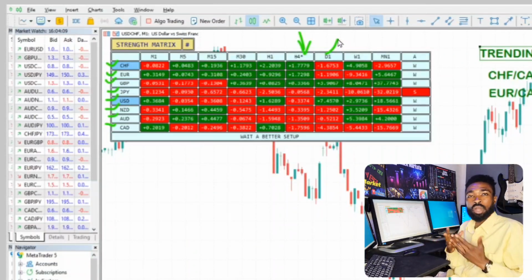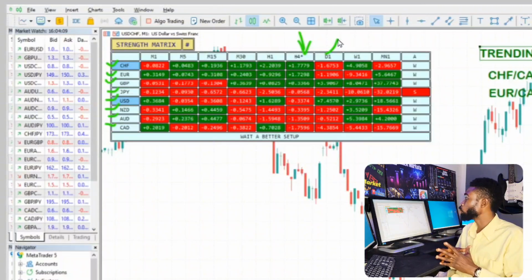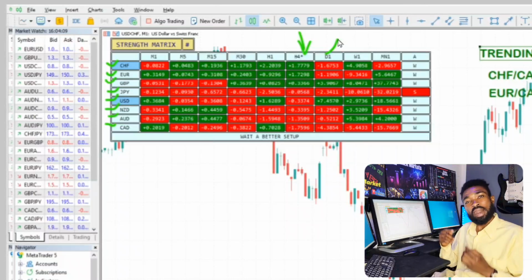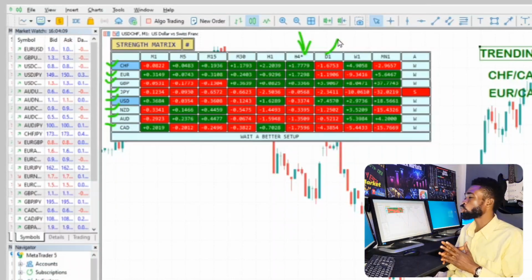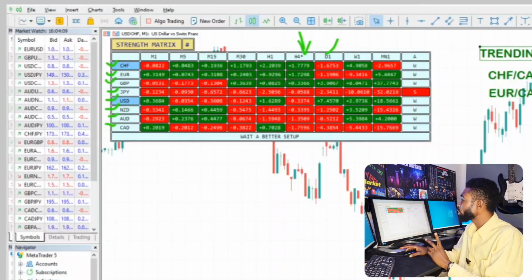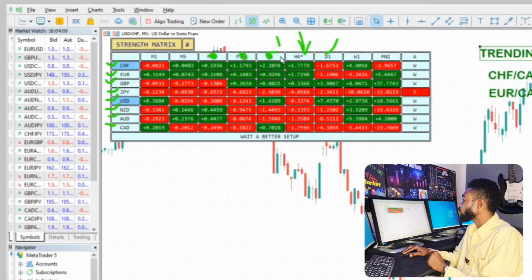So most people ask, why do we use H4 for the settings? It's because I am a day trader and you watching me, you're also a day trader. As day traders, our highest time frame is the H4, the H4 candles. So we trade on H1 and we trade on M15, and maybe sometimes M30, which means when you're taking your trade, you trade on these time frames. So we are trading on the lower time frames.